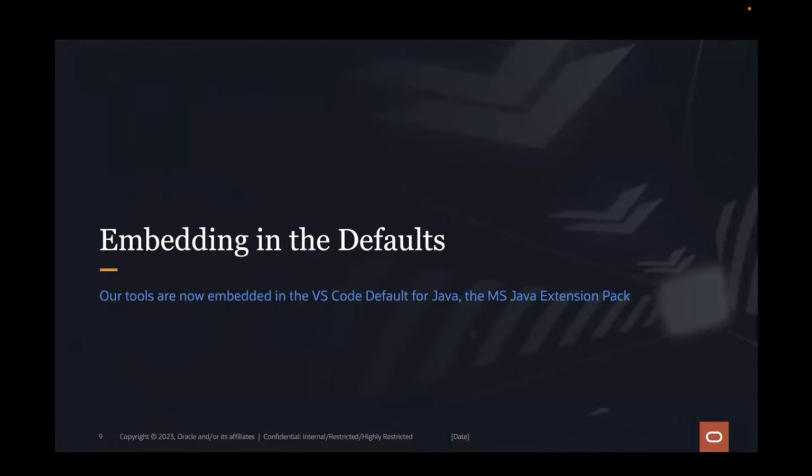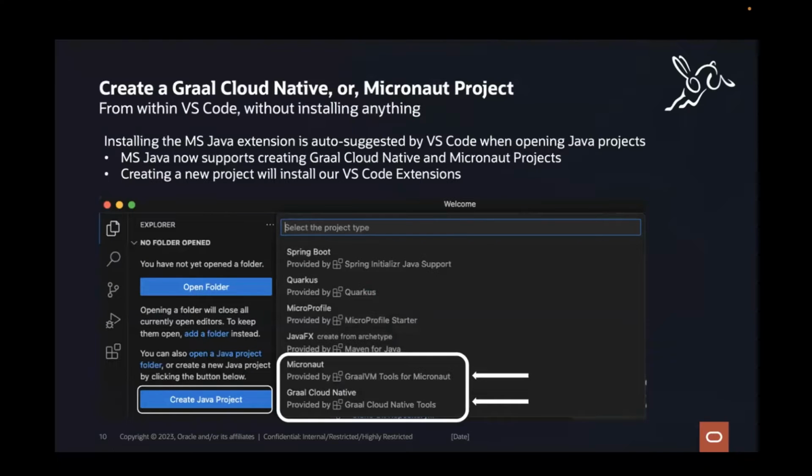We've begun the process of embedding ourselves into the default so that we make it easier for other people to find our stuff. So for instance, as part of the MS Java extensions, they provide a new Java project wizard. This, like our GCM wizard, lets you create a new project. We've extended that so that you can create Micronaut and Graal Cloud Native applications without having to go off and find our extensions, install them, even know that they exist, right?